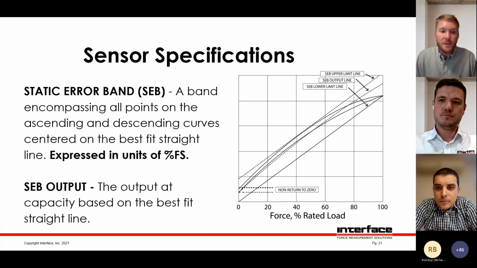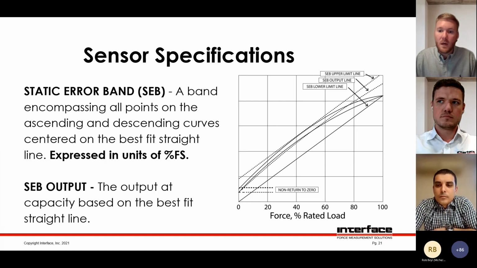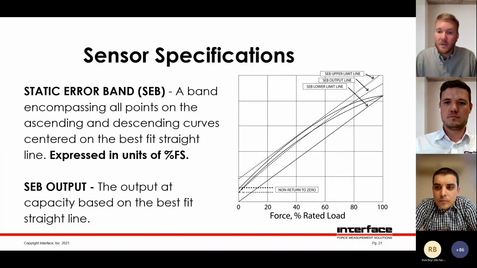So static error band. So a band encompassing all points on the ascending and descending curves centered on the best fit line, expressed in percent of full scale. So the static error band takes into account nonlinearity, hysteresis, and non-return to zero. If you fit a best fit line straight through the data and fit a band in and below the data, that is your static error band. It is the output at capacity at this straight line. So we suggest you use this when scaling instrumentation.